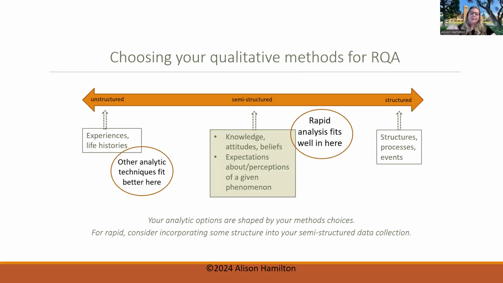And the choices that we have for analysis are very much shaped by the choices that we make with our data collection methods. You'll see on the left side, unstructured data collection is not a good fit for rapid. There are many other analytic techniques that are going to work better for unstructured data collection. And this is a really key takeaway for today: the fit between the type of data that you have and the analytic approach that's going to work well for that type of data. So this is very much an approach that is geared toward data that has some structure involved. Doesn't have to be totally structured, but it has some structure, and I'll explain that through my example.